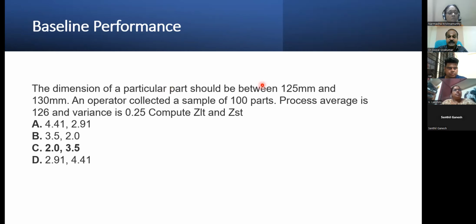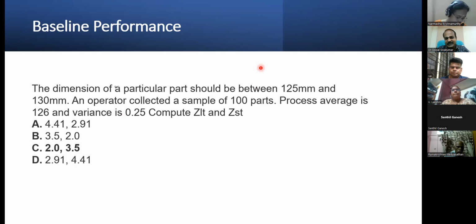Now you need to understand certain things here. Some challenges are definitely here. Dimension of the part should be between 125 and 130. What is this information? USL and LSL. LSL is 125, USL is 130. Operator collected a sample of 100 parts and average is 126. What is this 0.25? That's variance. We need standard deviation. Very good. We require standard deviation in our calculation.